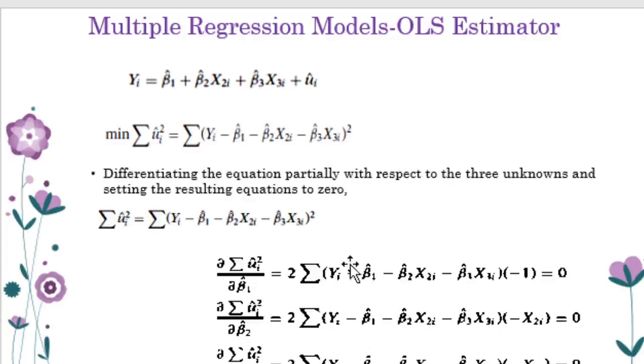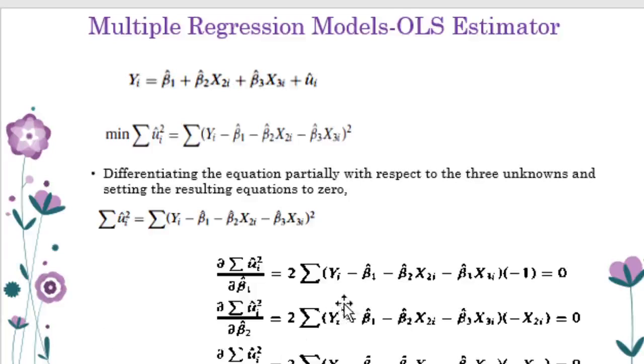And from these three partial regression equations we can derive three normal equations. They are sigma yi equal to n beta 1 cap plus beta 2 cap sigma x2i plus beta 3 cap sigma x3i. Then the second equation will be sigma yi x2i equal to beta 1 cap sigma x2i plus beta 2 cap sigma x2i square plus beta 3 cap sigma x3i x2i. The third normal equation, multiplying all these terms by x3i and distributing the summation terms, is sigma yi x3i equal to beta 1 cap sigma x3i plus beta 2 cap sigma x2i x3i plus beta 3 cap sigma x3i square.